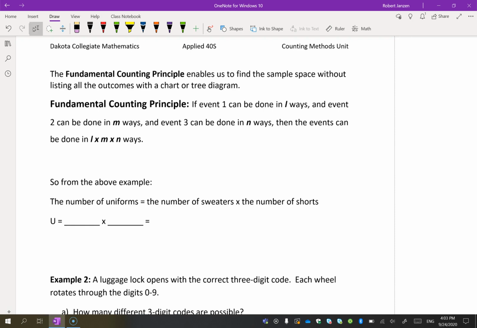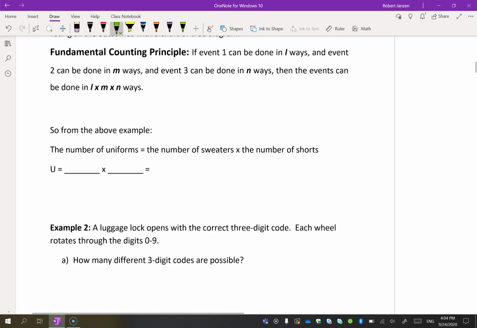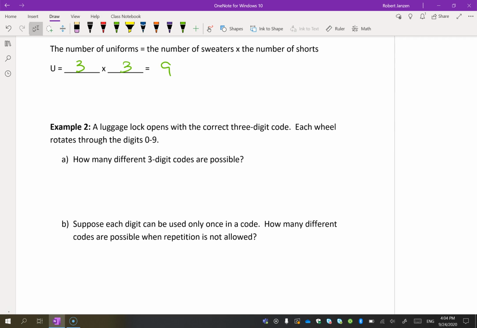This is called the fundamental counting principle. It says that if event 1 can be done in L ways, and event 2 can be done in M ways, and event 3 can be done in N ways, then we can go L times M times N to find out the total number of ways. So for the above example, uniforms and sweaters, we could go 3 times 3, so there would be 9 possibilities. This is very useful. Let's look at this next question.